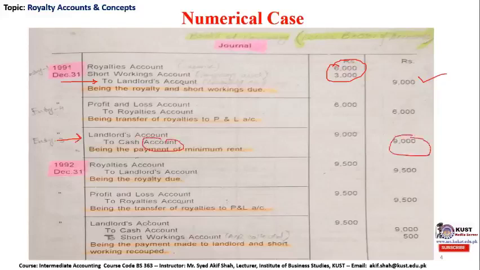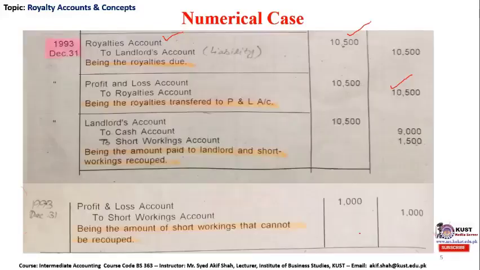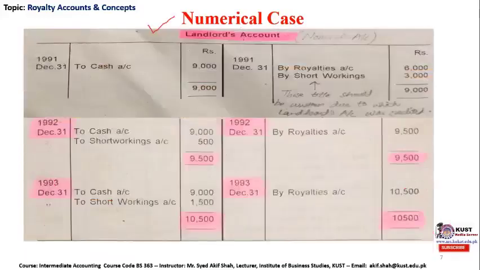So let's see how did we record this first entry. Here it is the landlord account at December 31st, 1991. Because of the cash payment of 9,000, landlord account was debited, so we have done the same. And landlord account at December 31st, 1991 was credited because of the royalty and short working account as done in this first entry.